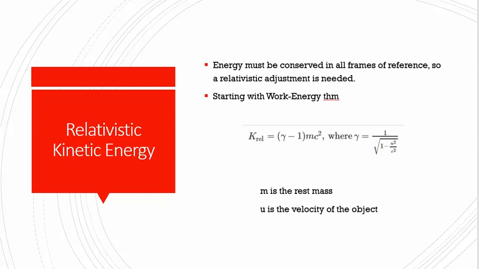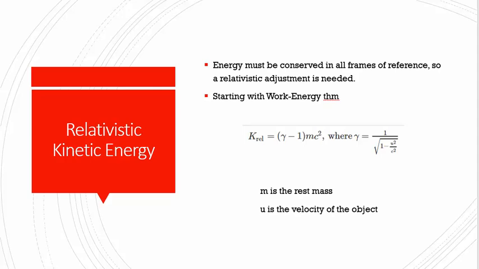Once again, things that move have kinetic energy, and so light is going to have kinetic energy. We also have the rules that energy has to be conserved at all times in all frames of reference. Once again, we have to place some sort of relativistic adjustment. And if you start with the work-energy theorem and work your way through the ideas, you end up with this equation where the relativistic kinetic energy is going to be (gamma minus 1) times mc squared. It's a little different than what you were expecting. We're not quite to E equals mc squared, but we're close.